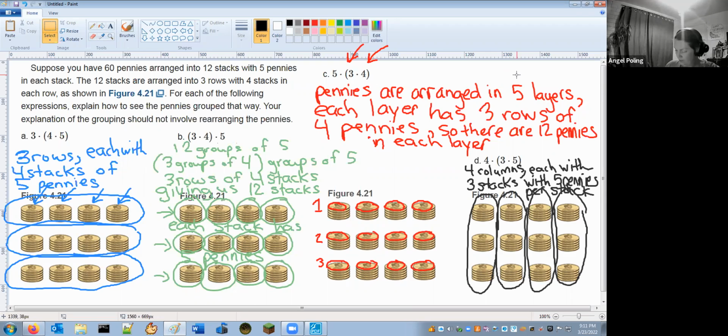So the only thing we didn't do in D and A that we did in B and C was articulate the multiplication. We said it, we just didn't write it, right? So in D, then we have each with 3 stacks of 15 pennies per stack, giving 15 pennies in each column, right? Something like that.